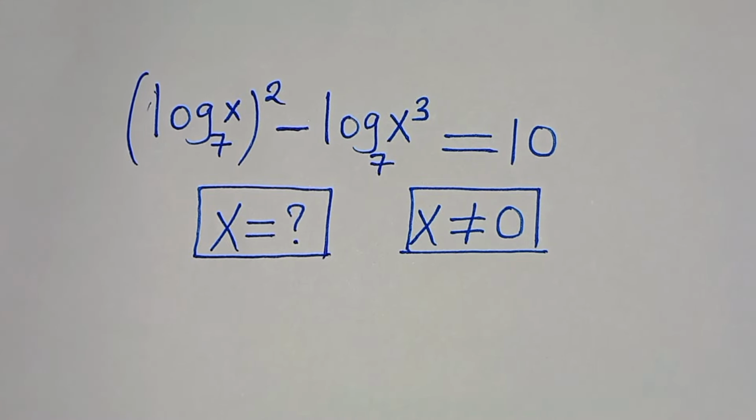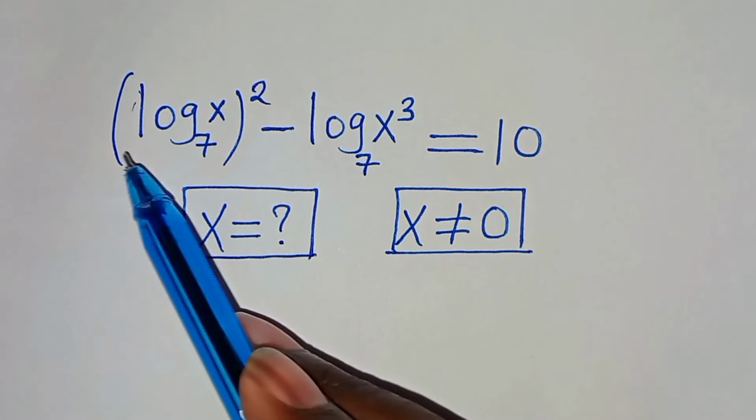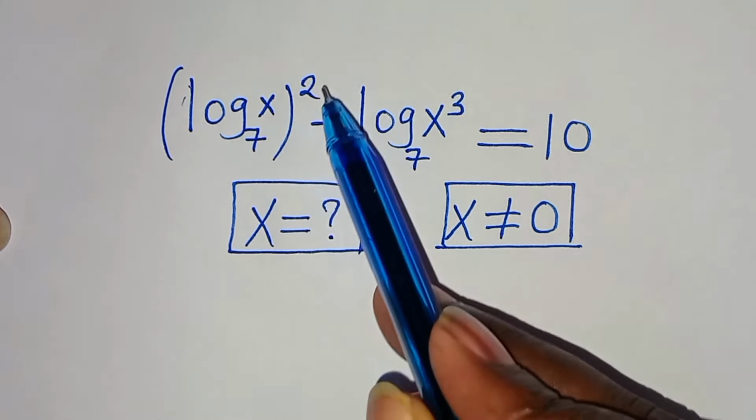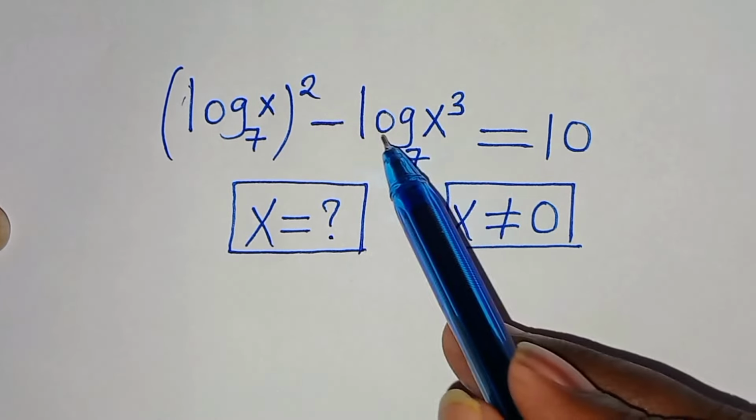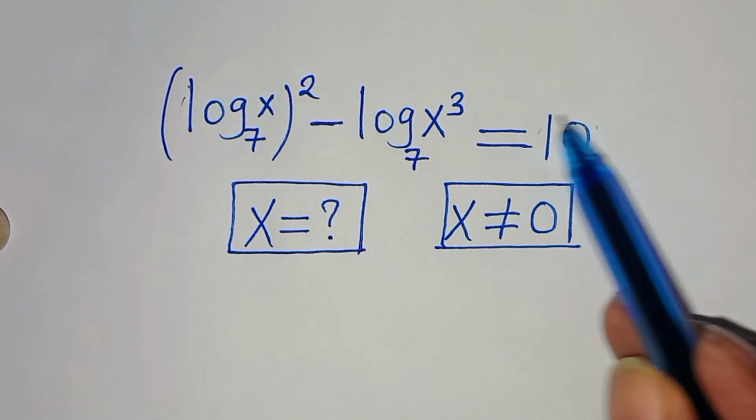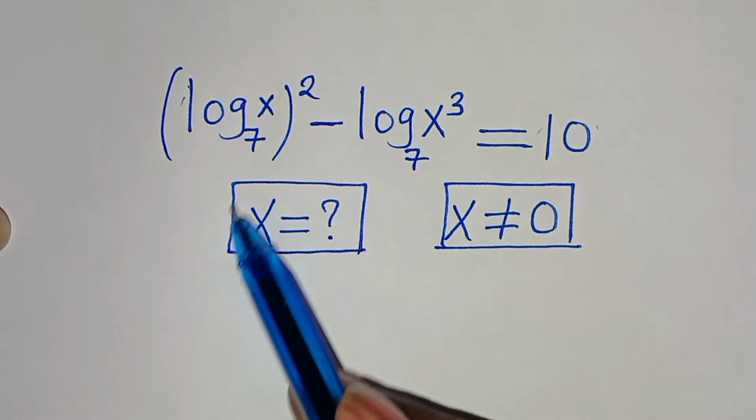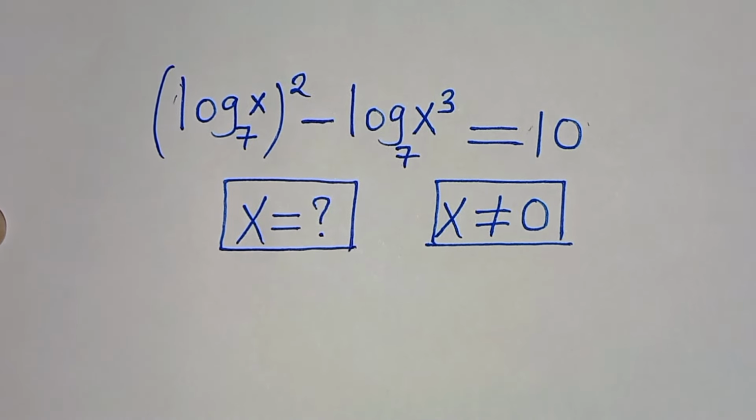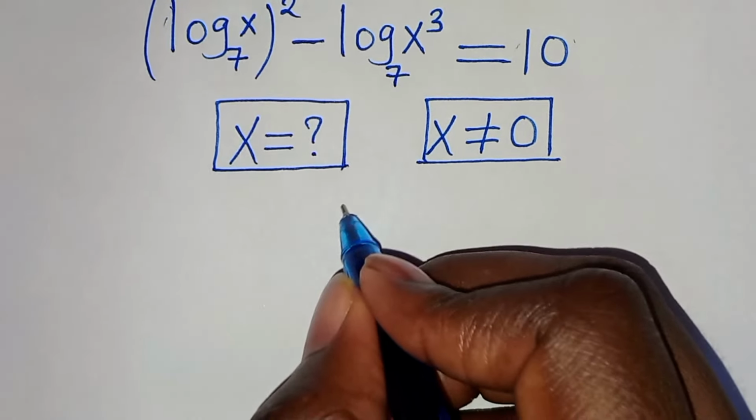Hello everyone, you're welcome to solve this nice logarithm math problem, which is (log x to base 7) raised to the power of 2 minus log x to the power of 3 to base 7. This is equal to 10. So what is the value of x given that x is not equal to 0? Now let's begin the solution from here.